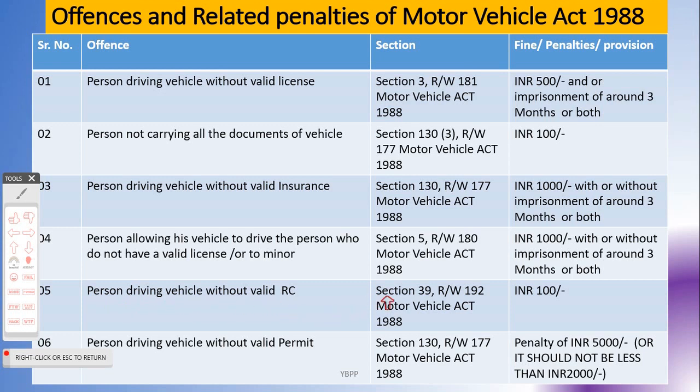Then next is a person driving a vehicle without a valid registration certificate. Then under section 39 he has to pay a fine of 100 rupees. Then a person driving a vehicle without a valid permit, under section 130 the person has to pay rupees 500, or it should not be less than 2000 rupees.